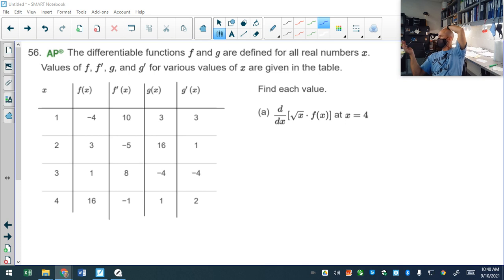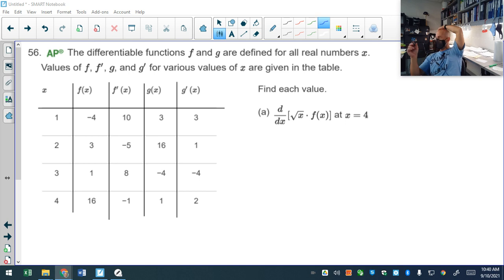I think I'll use the quotient rule. And so we're just going to do A. And A only has F in it. So we really don't even need but half of this table. The G columns are unnecessary. But this is saying find the value of that. First, can you read that? Do you even know what the command is? Like what we're supposed to do? Find the derivative and then plug in 4.